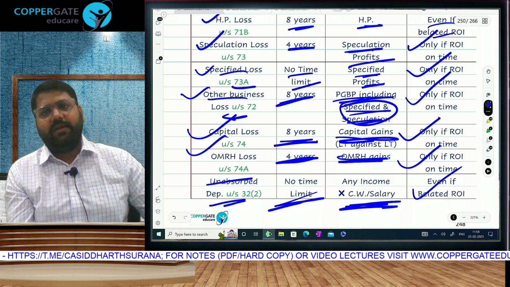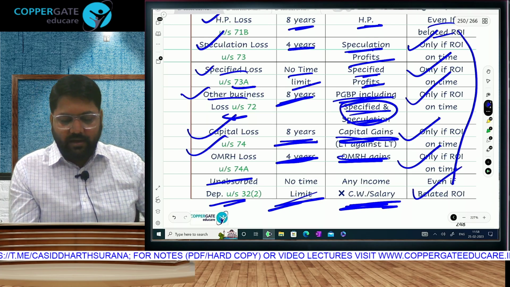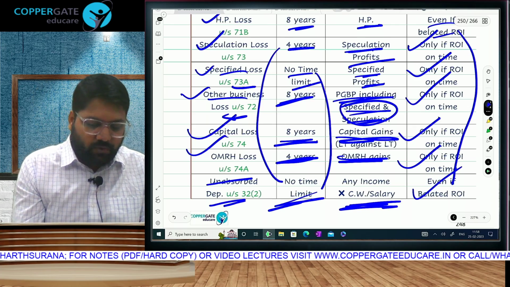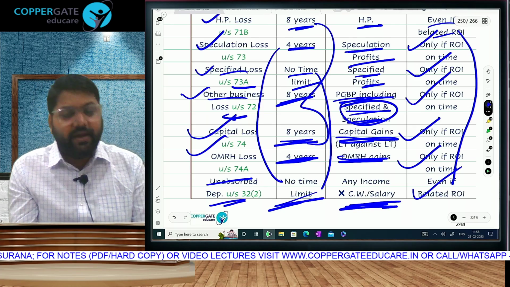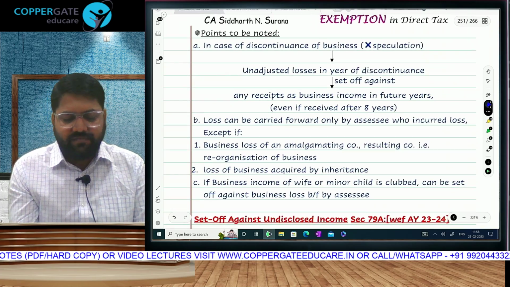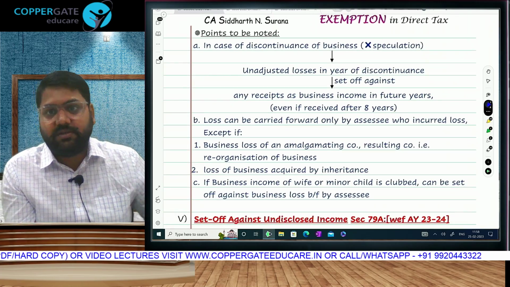And even if you file belated ROI, 2 places belated ROI allowed, and 2 places unlimited time limit allowed, 2 places 4 years time limit allowed, remaining places 8 years time limit allowed. This is how we will do set off and carry forward in case of discontinuance of business other than speculation.